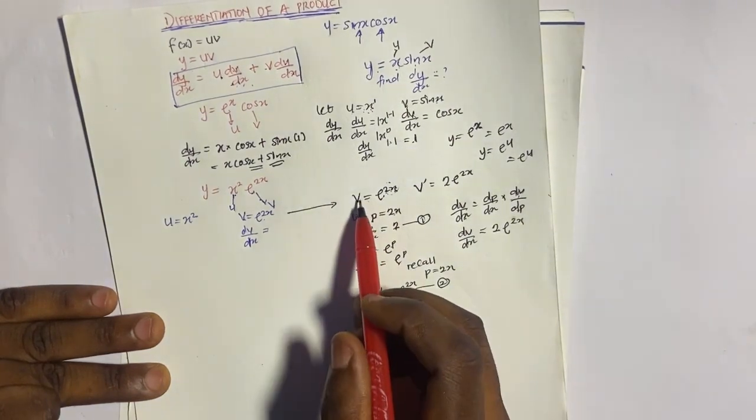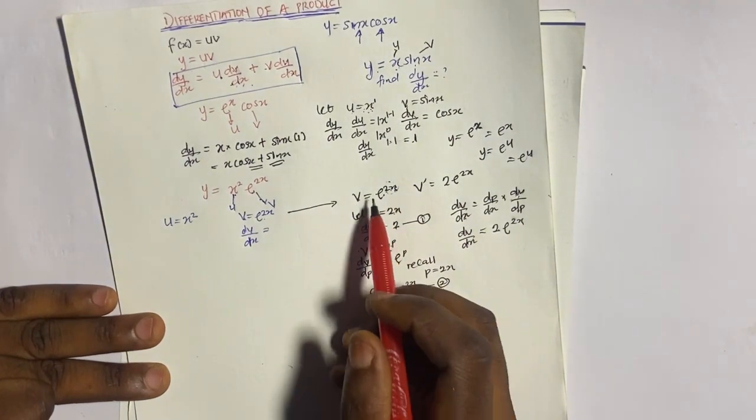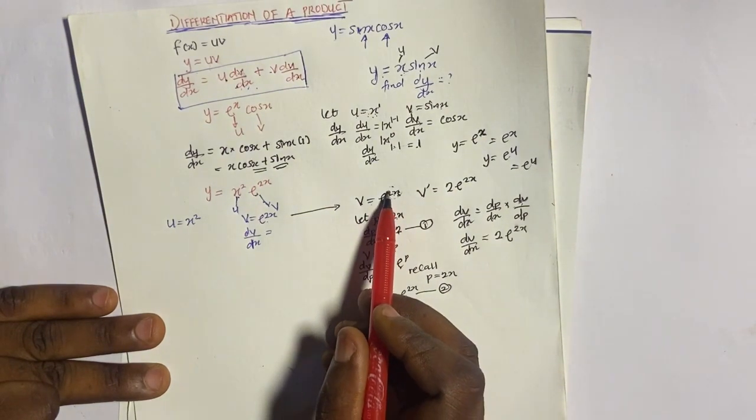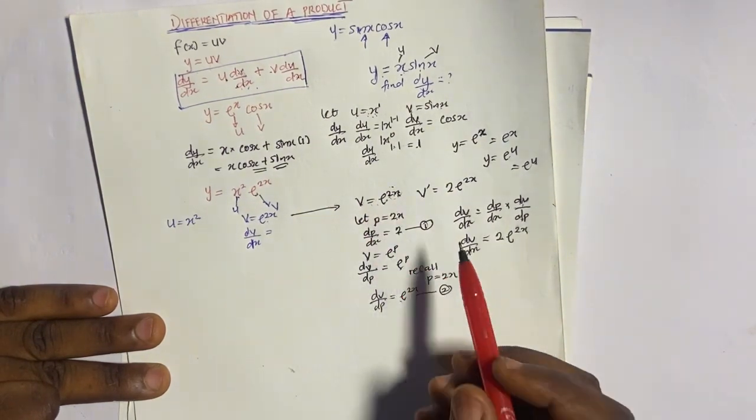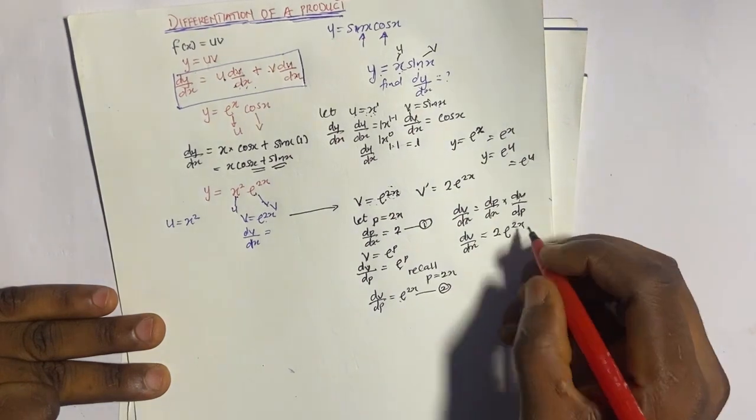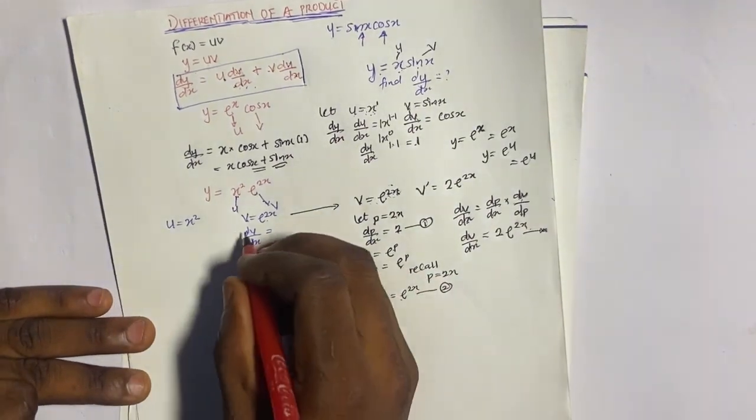So that means whenever I'm given v equals exponential 2x and I'm asked to find the derivative, I will simply bring the 2 down here. So the derivative is going to be 2 exponential 2x. So that's what I actually need. Then come back to this guy now.